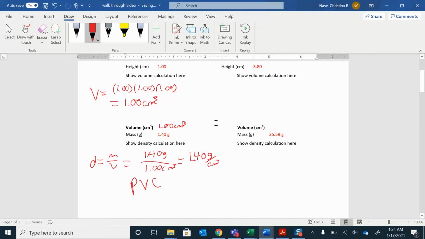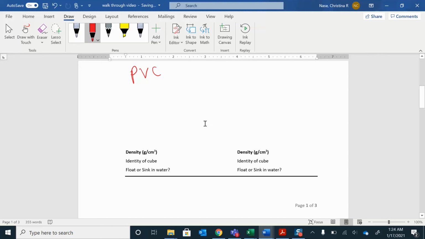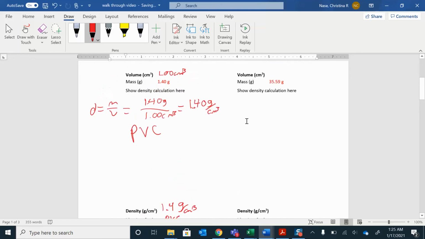Now you might have a different cube in your kit. It might not be PVC. All right, so my density here was 1.4 grams per centimeter cubed, and the identity of it was PVC. Now they're asking, if I put this in water, what do I expect, sink or float? And then later on, we're going to check that. Because the density here is greater than the density of water, so 1.4 is more than 1. Density of water at this temperature is about 1 gram per centimeter cubed or gram per milliliter. So I would expect that this guy would sink because it has a greater density.